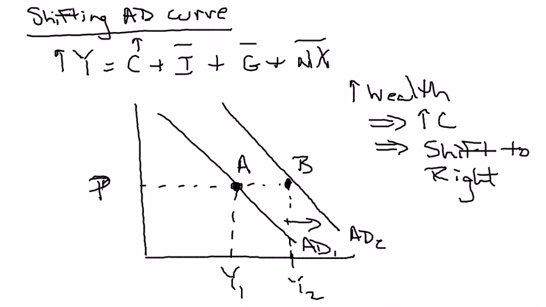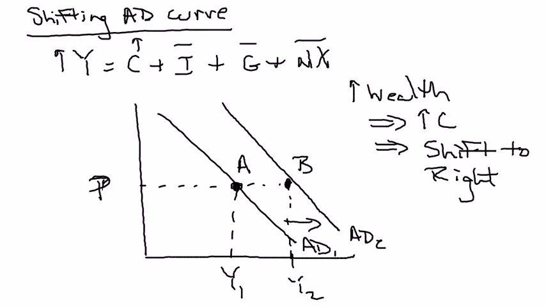Now, there's nothing special about consumption here. Anything that led to an increase in consumption, investment, government, or net exports while holding the price level constant will shift the aggregate demand curve to the right. So anything other than a change in the average price level itself, which leads to increased total spending, will shift the aggregate demand curve to the right.